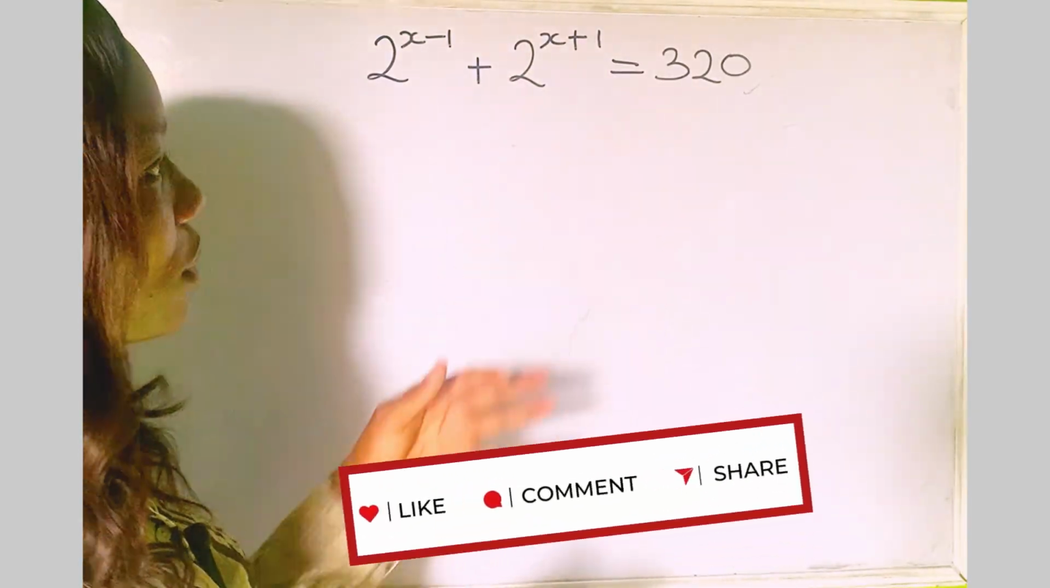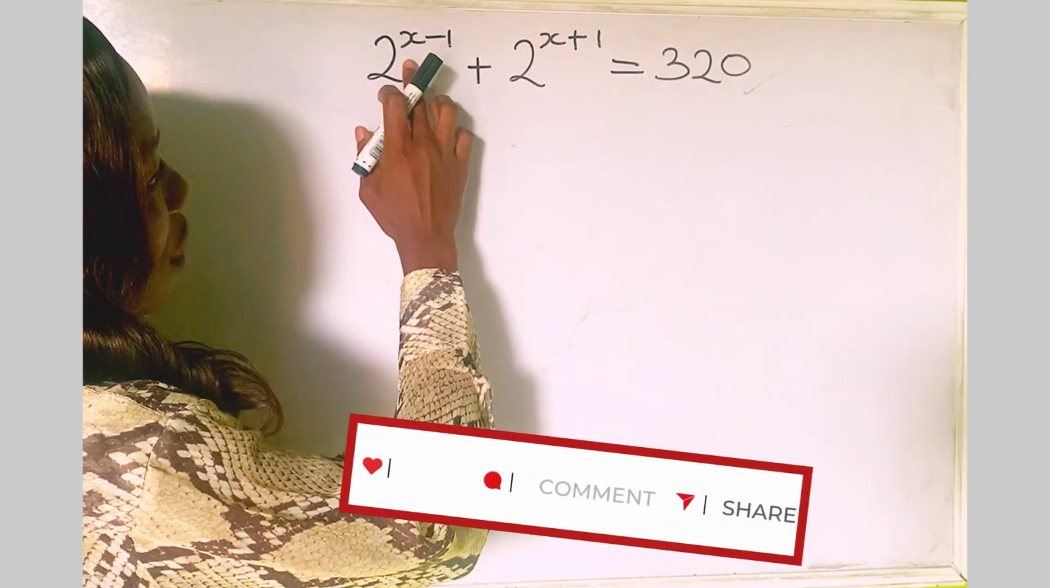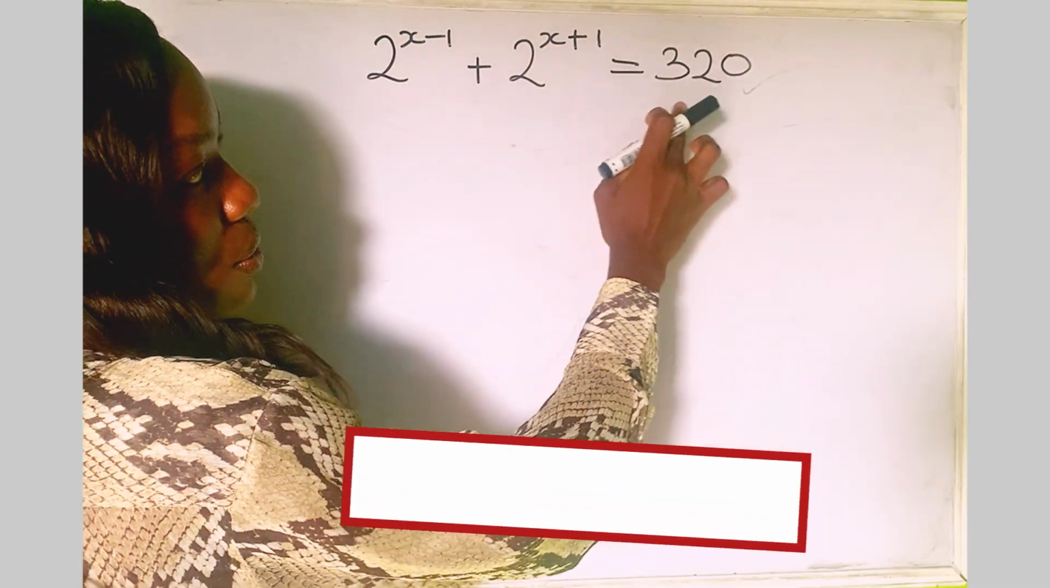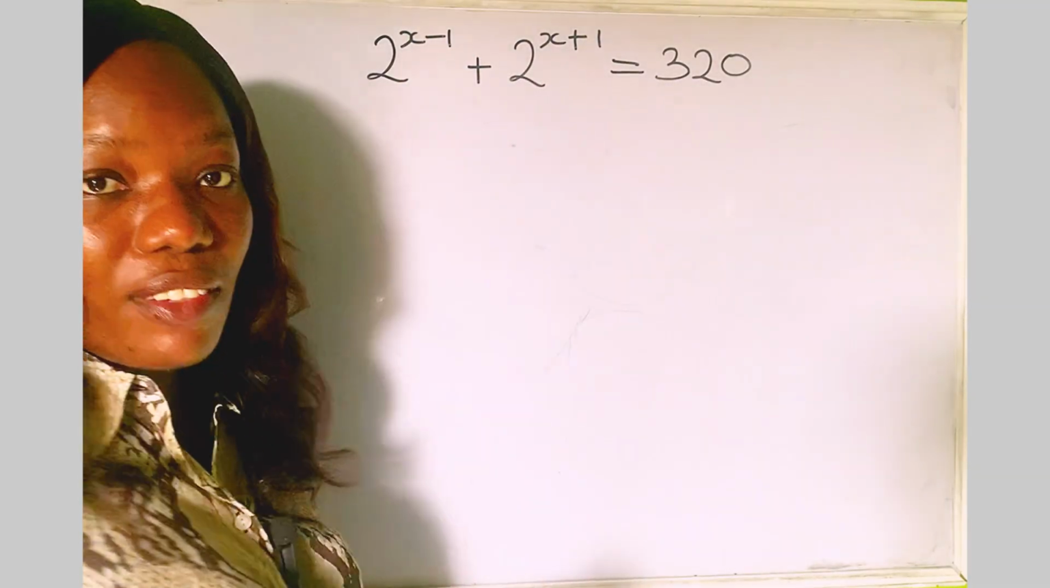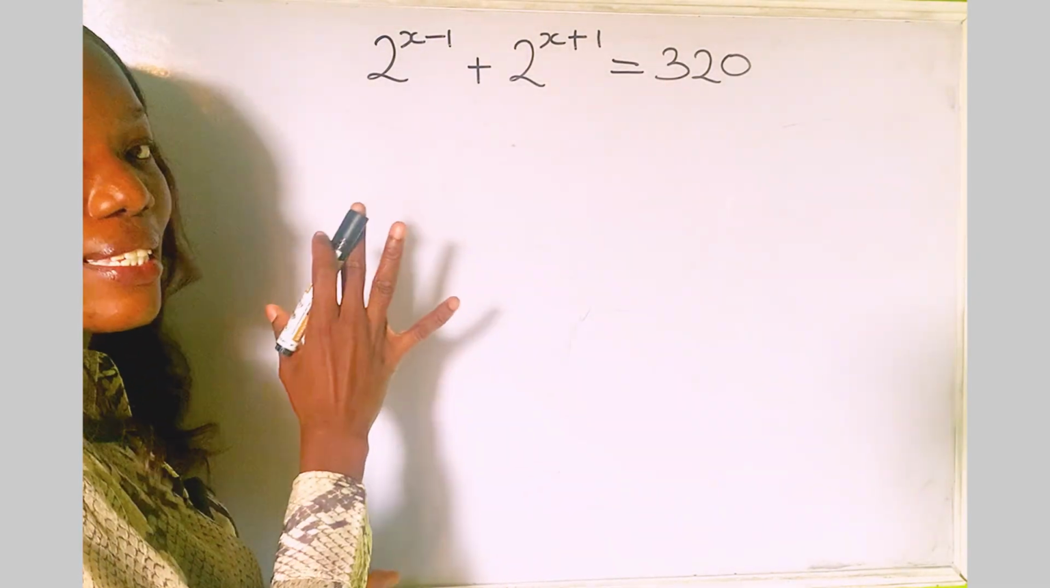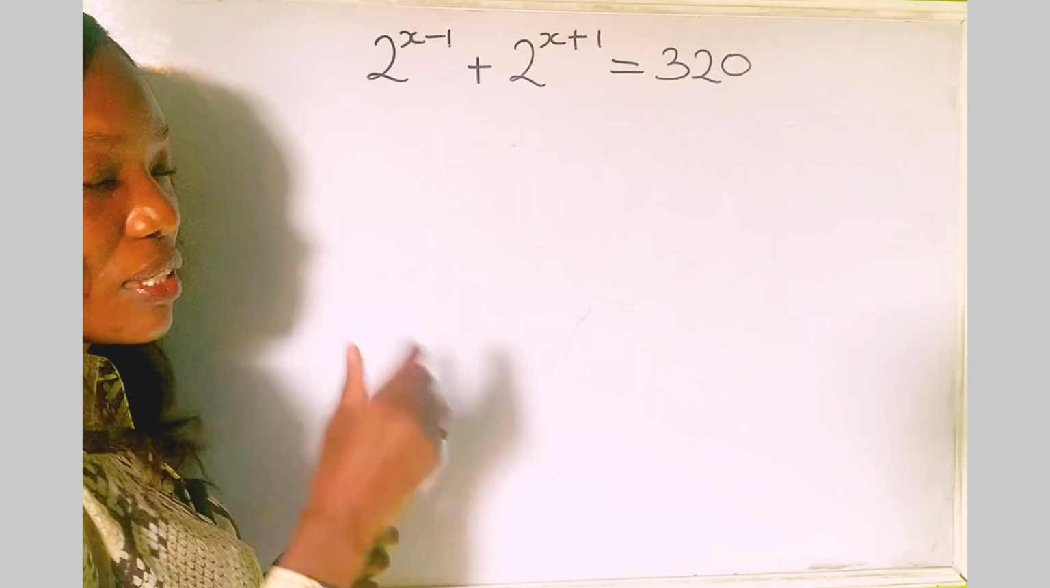Let's solve this equation on the board. We have 2 to the power of x minus 1 plus 2 to the power of x plus 1 is equal to 320. And we have to find the value of x in this equation. So okay, let's solve it. Now at first glance it looks simple, but don't be deceived, it's a bit tricky.